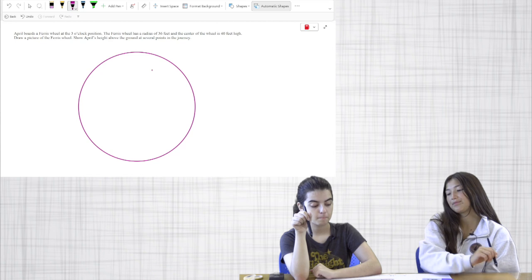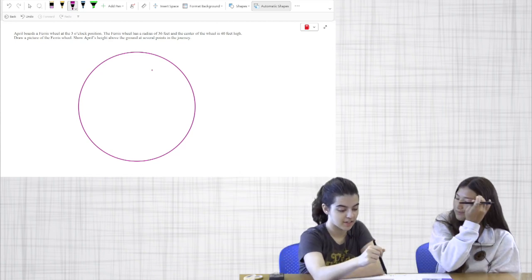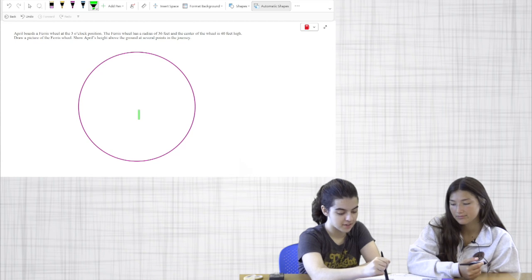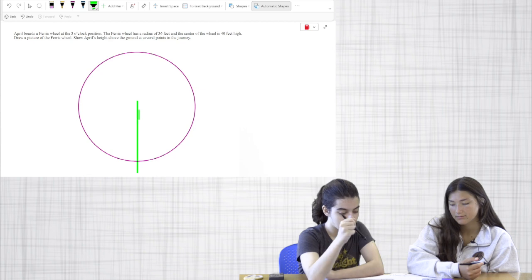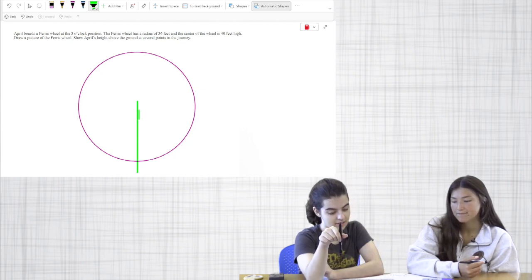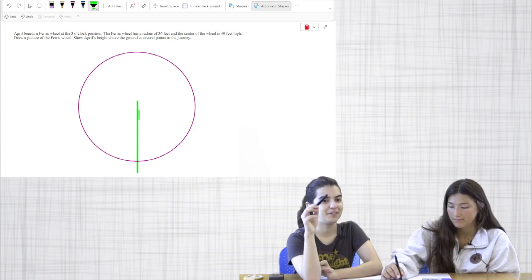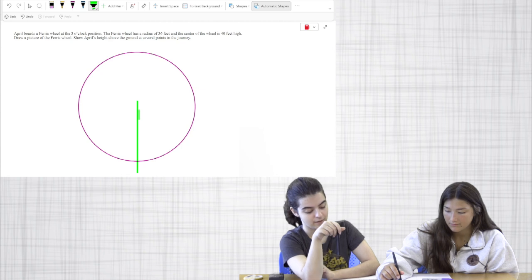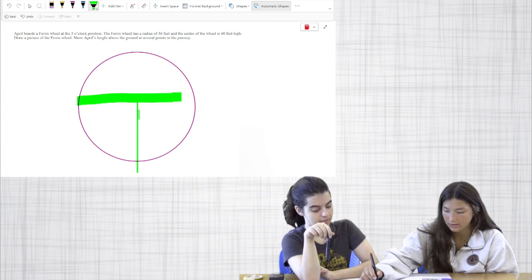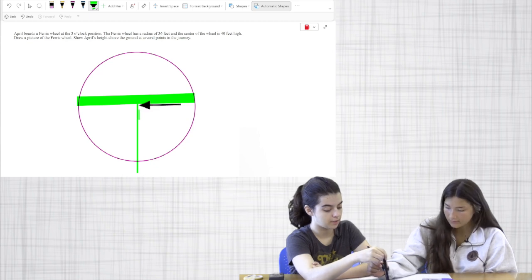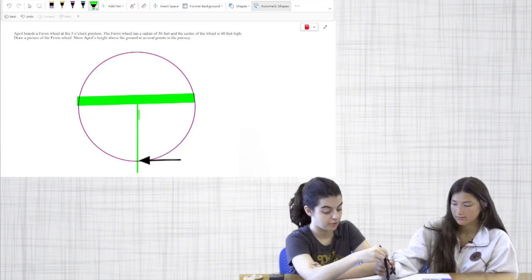Here's a Ferris wheel. I'll use green. If the center is 46 feet and the radius is 36, no, it's not 46, sorry. If the center is 40 feet from the ground and the radius is 36 feet, this is 36, and this line is 40 from the center to the ground.